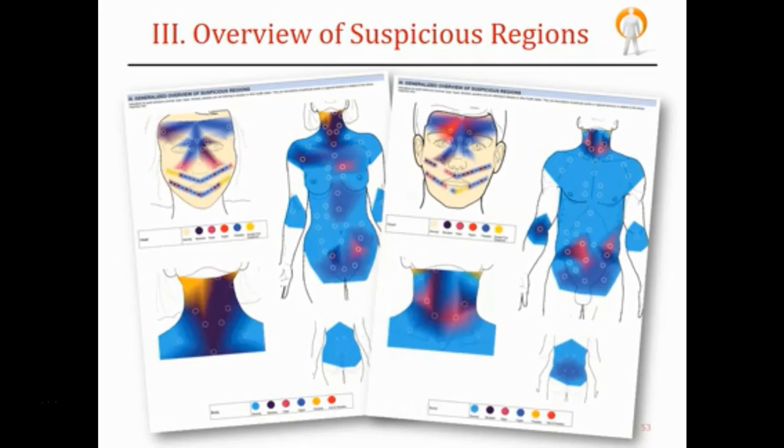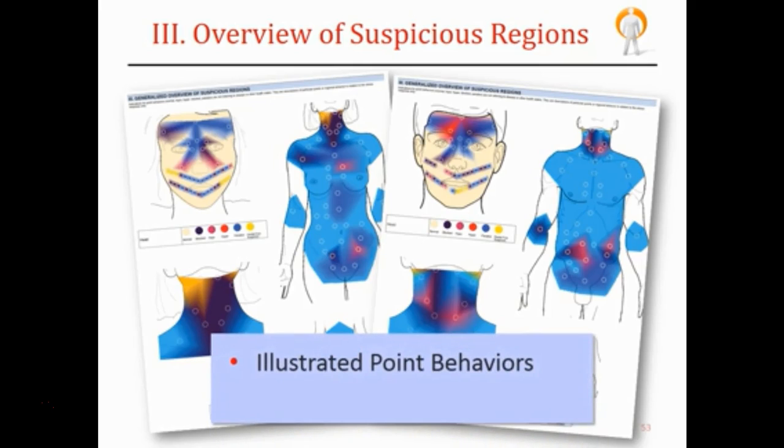Section 3 is the generalized overview of suspicious regions and has 2D images that illustrate the point behaviors, which are the temperature responses that I described earlier. This is the best section to review with the patient. It allows you to point out the areas of concern and talk about your treatment strategy.